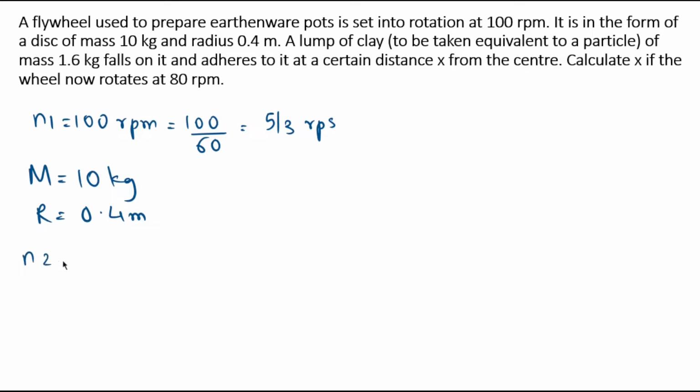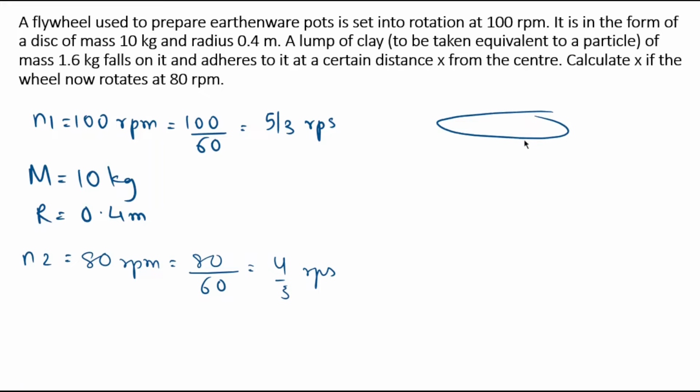So N2, that is the frequency when the lump of clay sticks to the flywheel, is 80 rpm, which can be converted into rps as 80 by 60, which comes out to be 4 by 3 rps. So this was our flywheel which was rotating, and a lump of clay sticks here at a distance x. The radius was 0.4 meter. So we need to calculate this x.